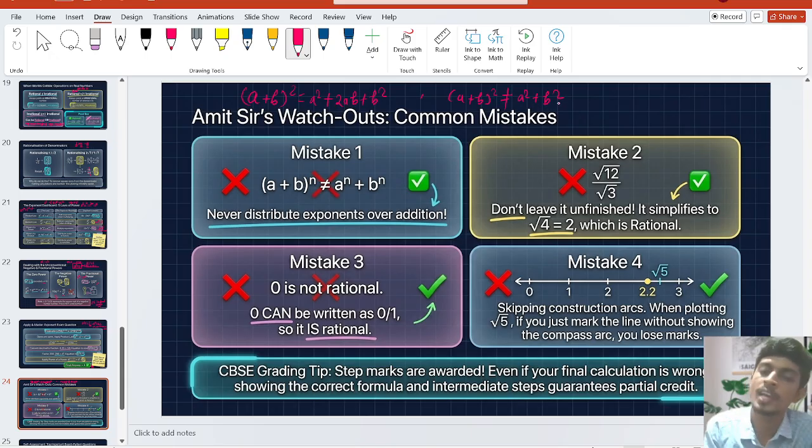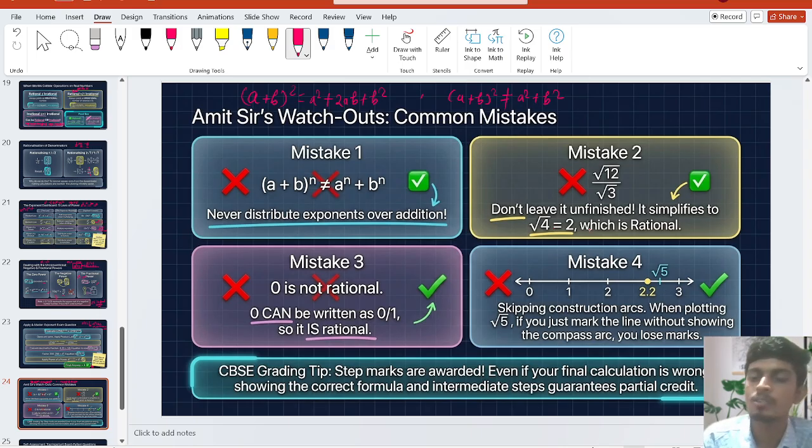So if we add in 2ab, then we get (a plus b) whole square equal to a square plus b square plus 2ab. Here the missing term is 2ab. It is mistake 1. Never distribute the exponent over addition. Mistake 2: don't leave it unsimplified.